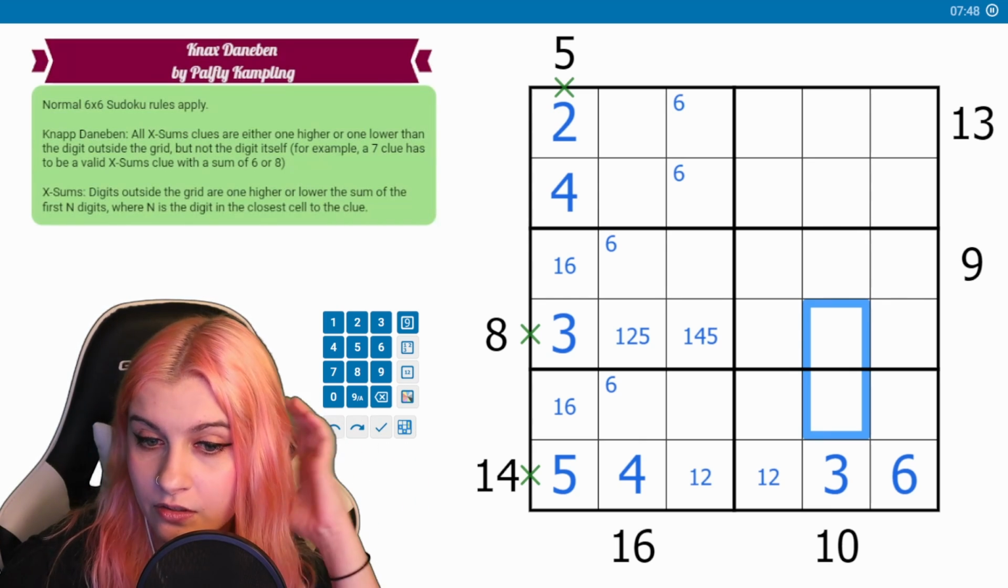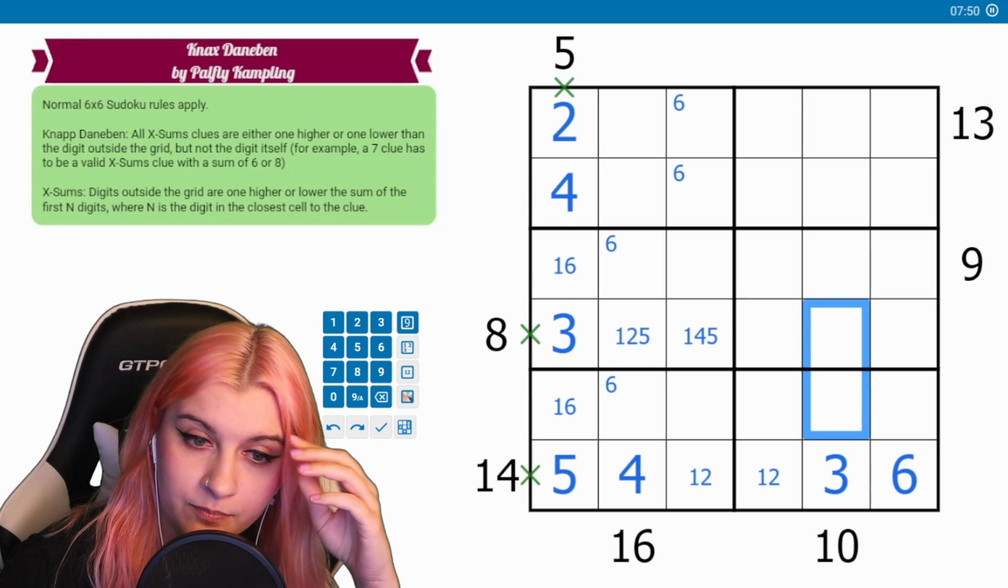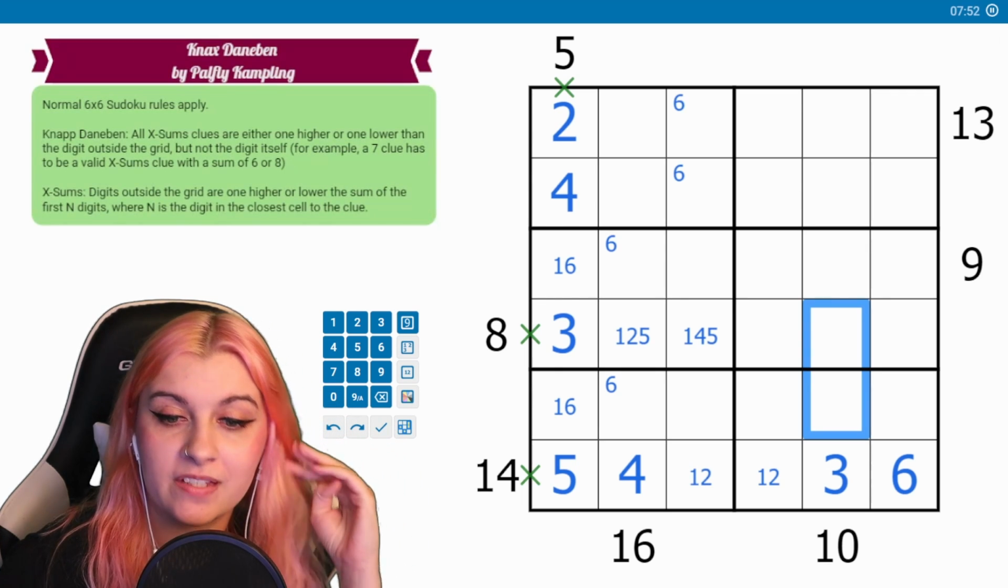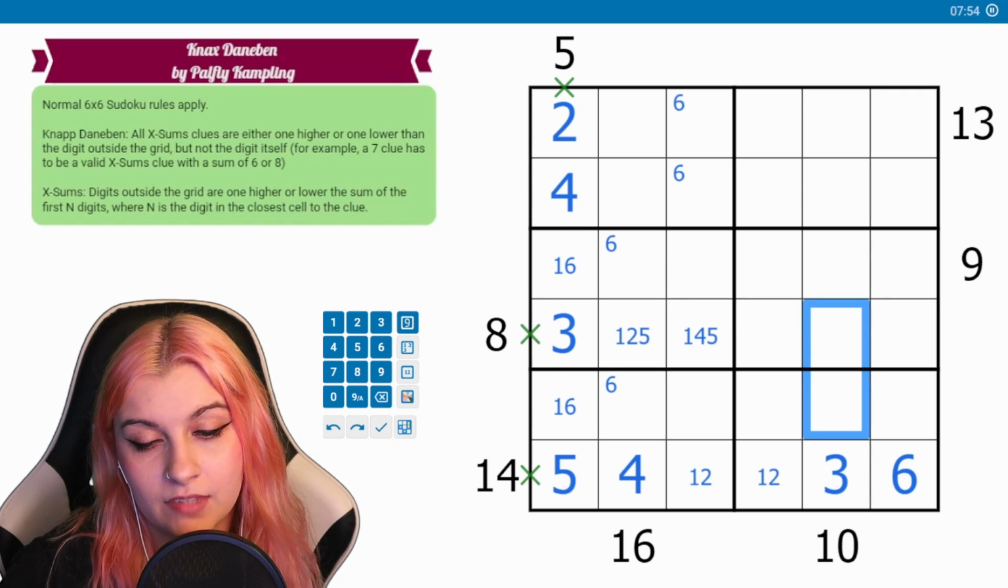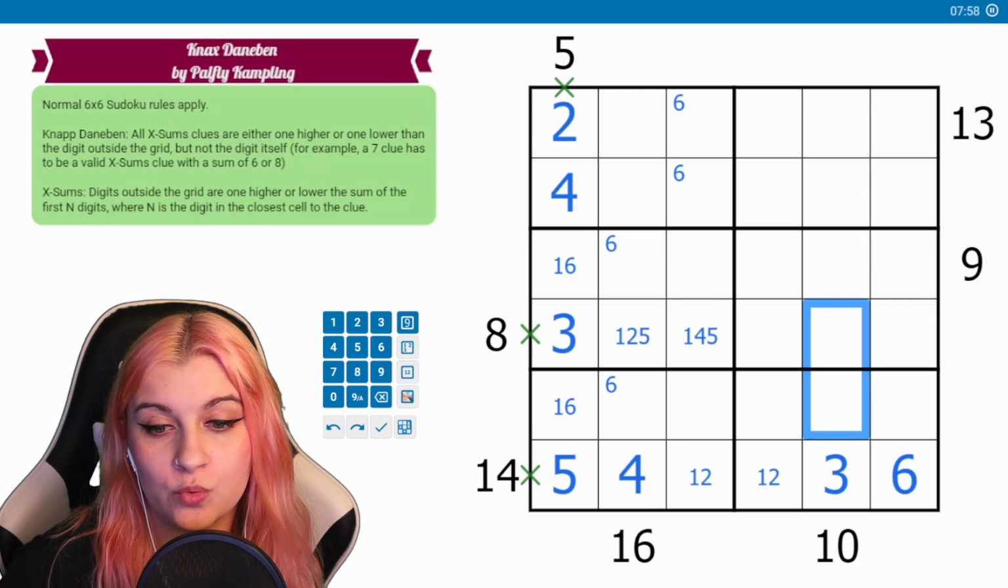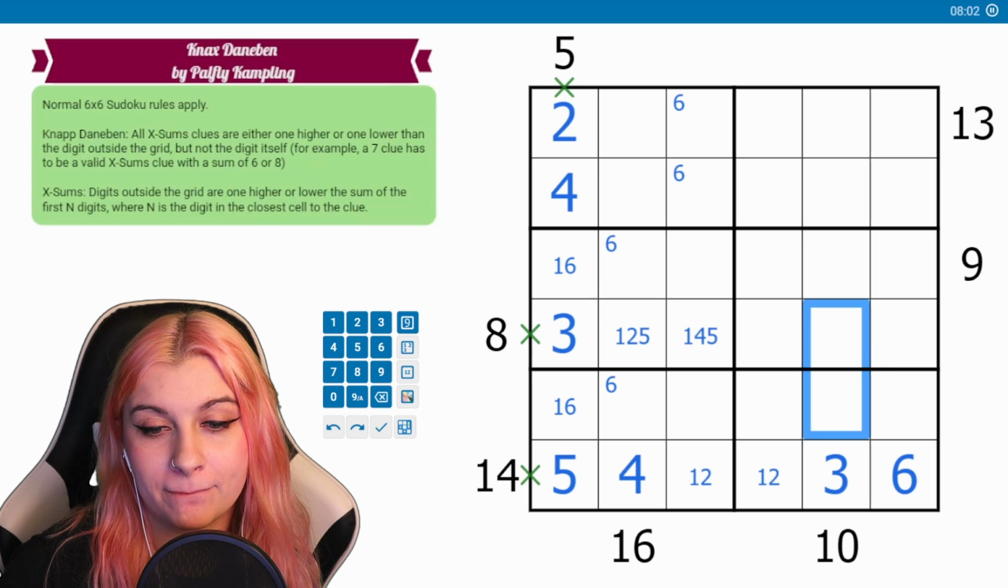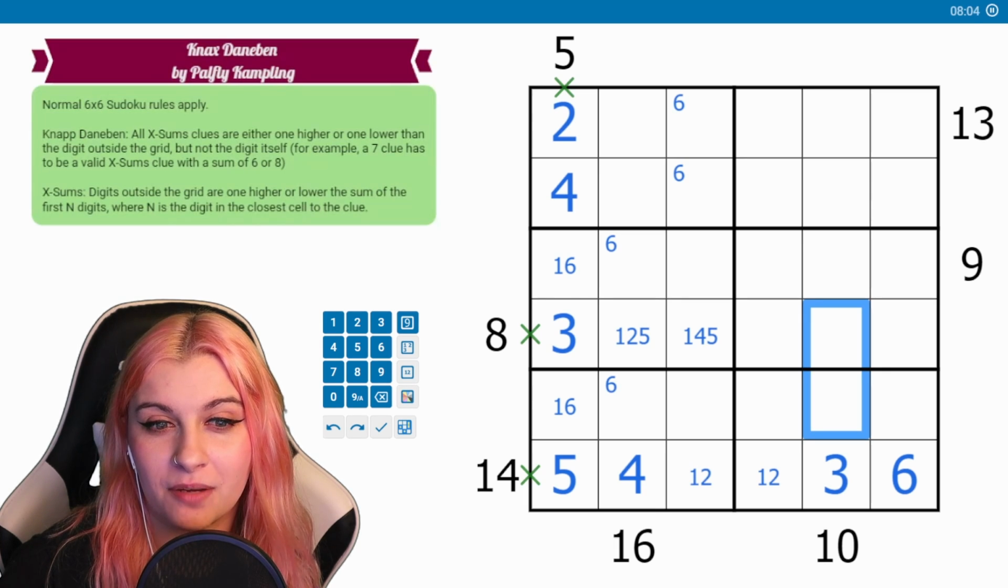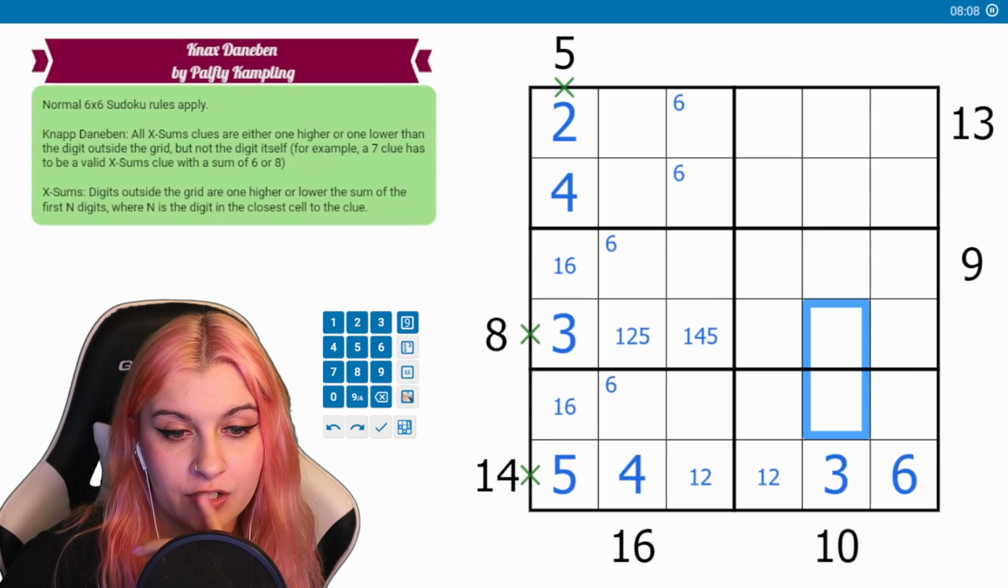Is there a good way I want to fill this in? A 6, 1, 5, 2, 4. An 8, 2, 6. I have some options. I think I want to leave that and come back. I'm not sure which way that has to go yet.